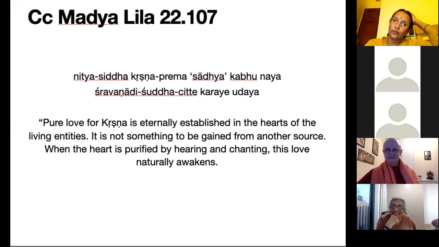Keep on and on and on. Right time will come, it'll sparkle. The fanning is Shravanam, Kirtanam, Vishnu Smaranam, Pada Sevanam, Archanam, Vandanam.